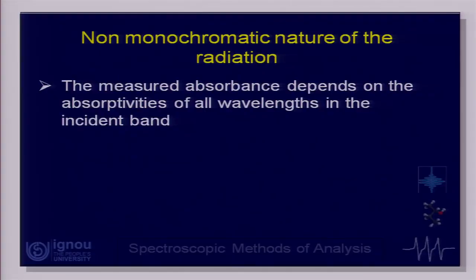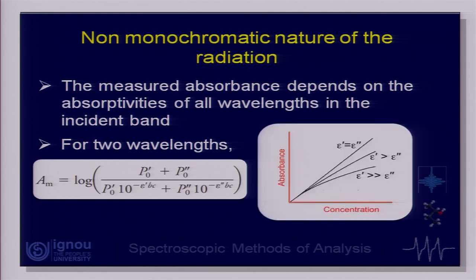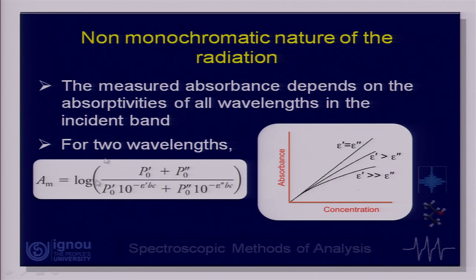And what we actually observe, the measured absorbance, will depend on the absorptivities of all these wavelengths which are passing through the medium there. Okay. Now, if I have only two wavelengths, let us see what happens. Suppose there are only two wavelengths, lambda 1 and lambda 2, and they happen to be very close to each other. For such a case, the observed value of absorbance will be given by the following expression.